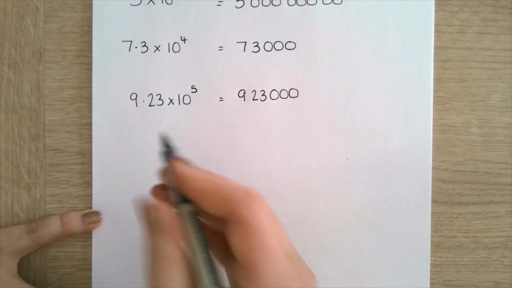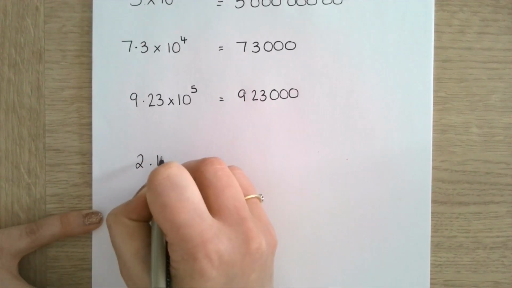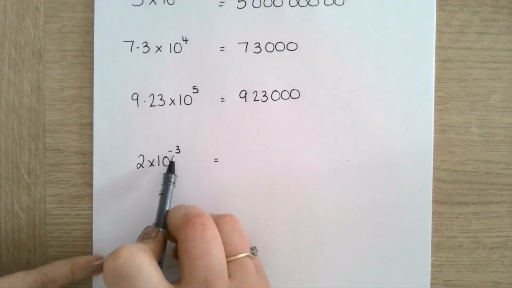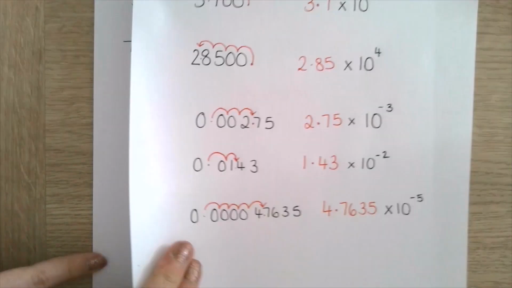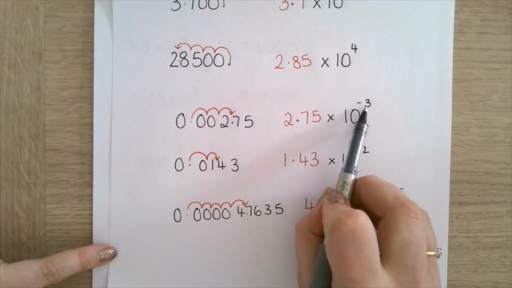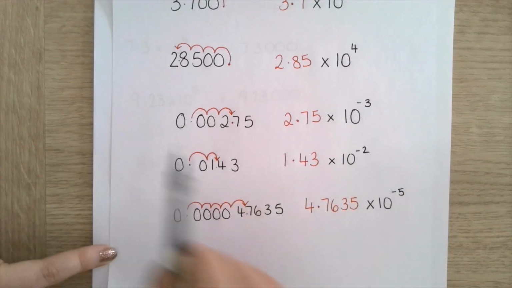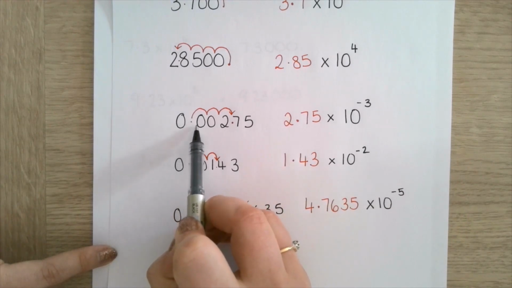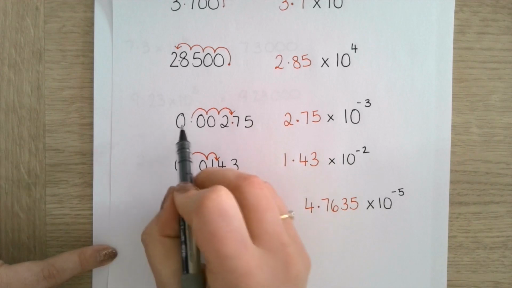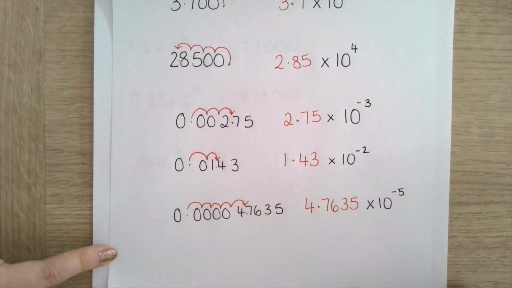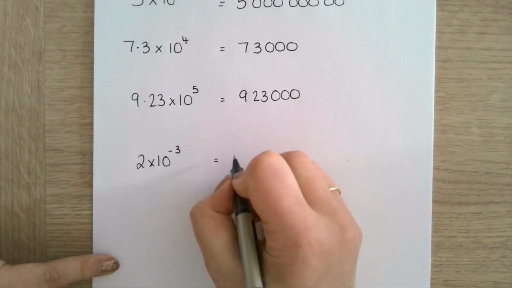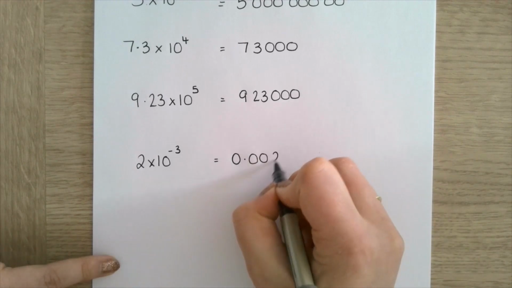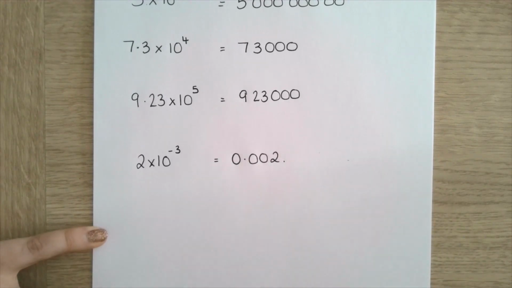How about with negatives? So 2 times 10 to the power of negative 3. So this time the negative 3, if we go back to the examples that I just did earlier, all those negative ones were 0 point something. And you'll notice here, this negative 3, I've got 1, 2, 3 zeros in total, including the one before the decimal point. So for this one, including the one before the decimal point, I'm going to have 0.002.